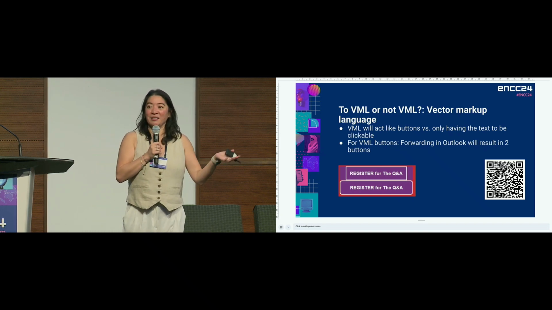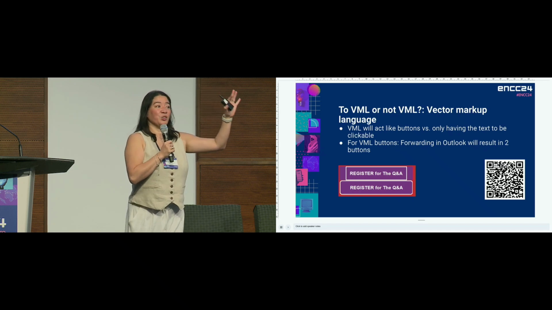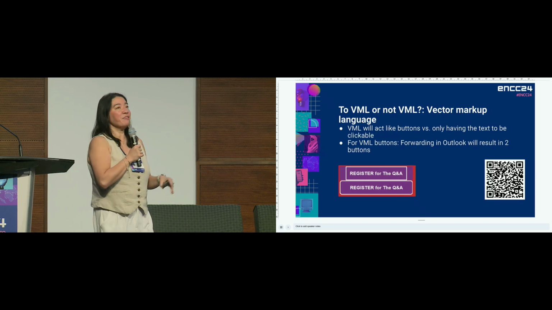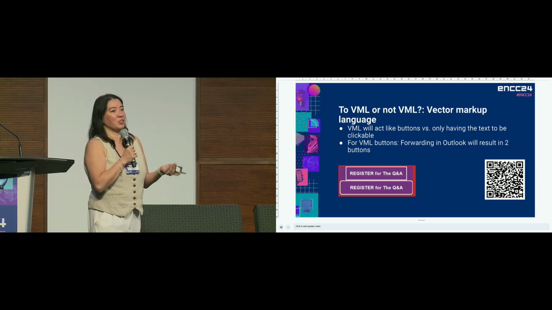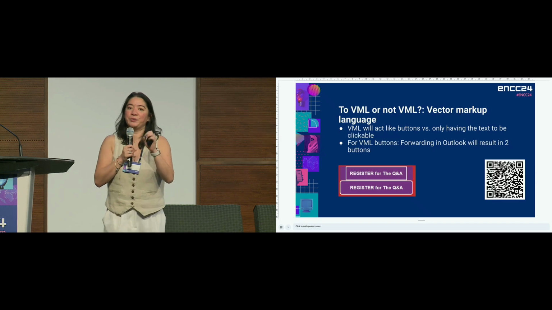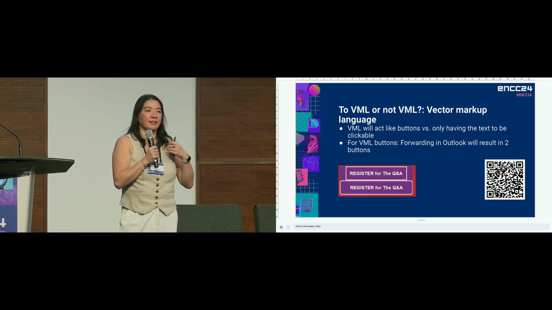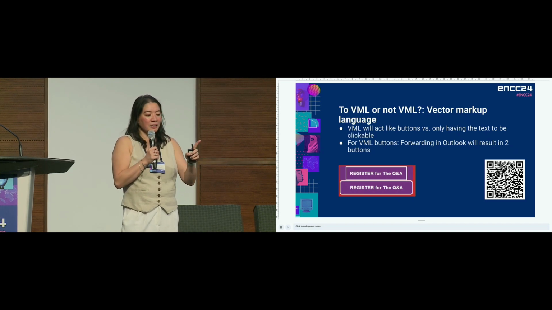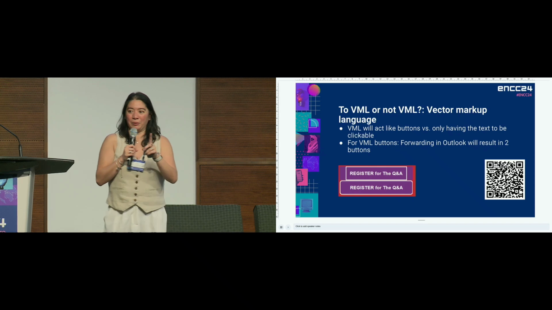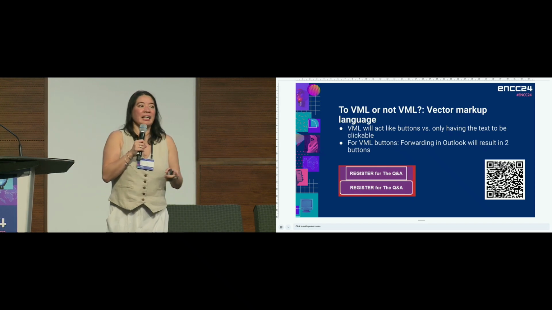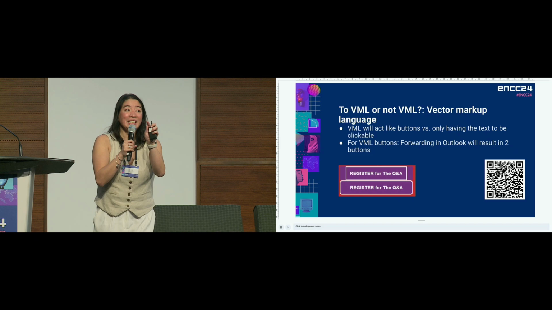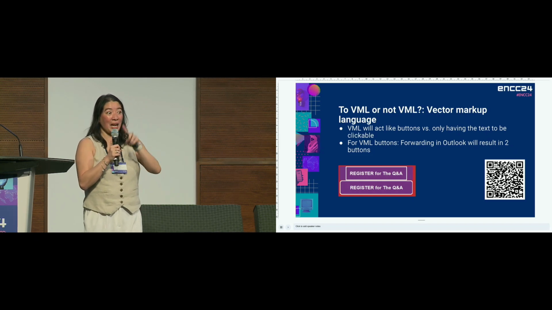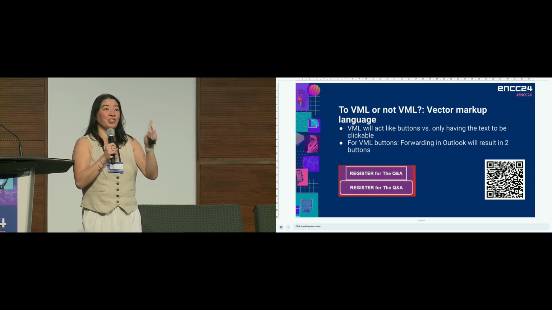Who's using VML? Who's not using VML? Who's using images as buttons? I have clients that are using images, clients that are using VML, and clients that are just using the button as it is. Just gonna do a quick definition: it's a vector markup language. VML will act like buttons, versus only having the text be clickable. If you're in Outlook and you use a regular button, only the text will be clickable and not that big square that you created. That's what happens in Outlook, which is why they recommend using VML.